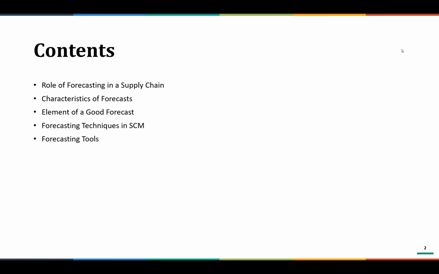So later on, we will try to cover several topics, which are the role of forecasting in the supply chain, and then the characteristics of forecasts, elements of a good forecast, and several forecasting techniques, especially the conventional ones, and several forecasting tools.